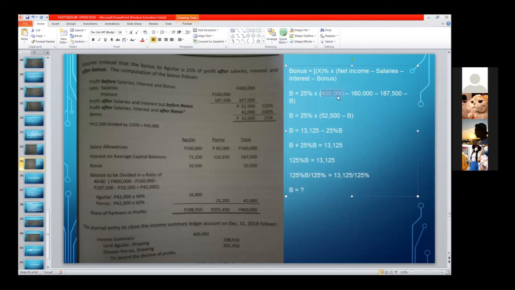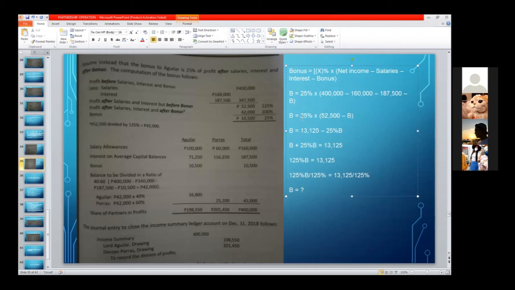Net income nila is 400,000 tapos yung salaries nila is 160,000. Pinag-add ko na yung kay Aguilar tapos kay Porras kaya 160,000. Ganon din sa interest. Ilan yung bonus? Bilang kasi wala pa tayong bonus. Yan yung hanapin natin. O, step by step na to. Una kong ginawa is substitute and then minus ko na tong mga to dito sa 400,000. Kaya nakuha natin tong 52,500.